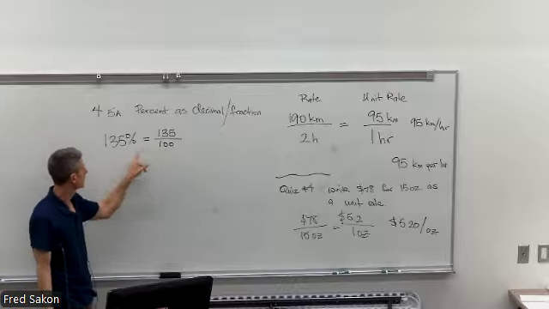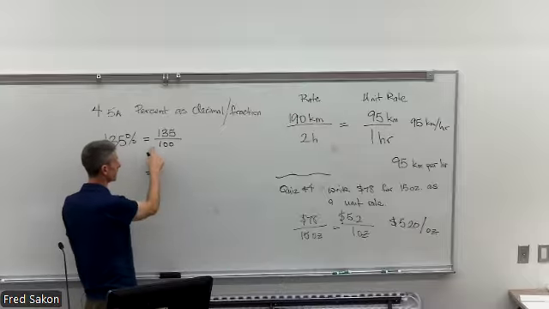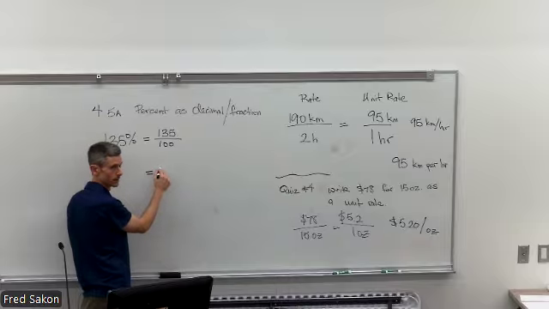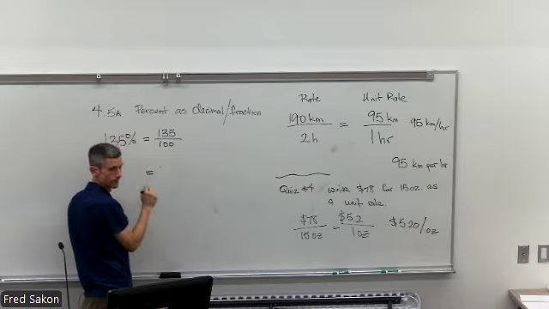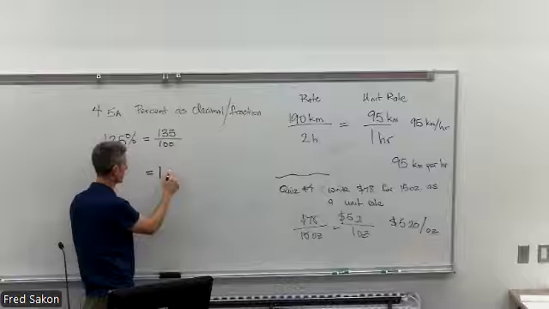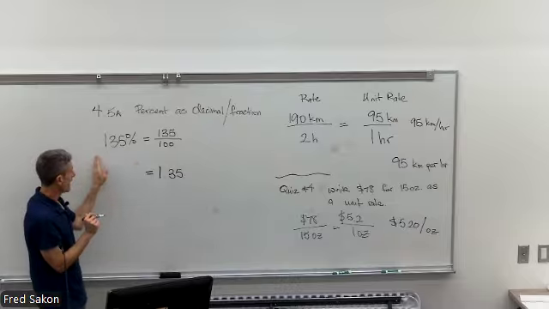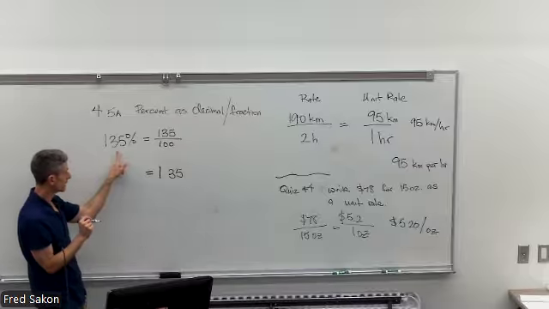That's the fraction form. What's the decimal equivalent? Take your calculator out and divide these two. What do you get? 1.35. So that's the how of getting to either fraction or decimal form from percent.